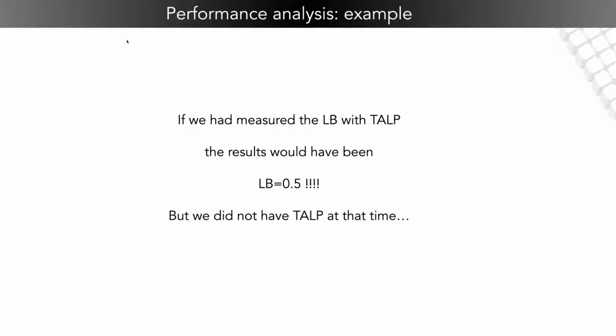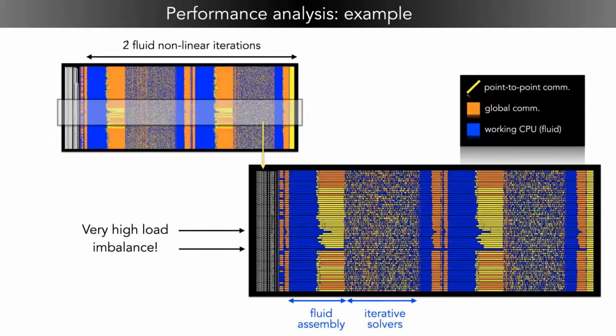So at that time, what we did was a performance analysis. This is a trace on 512 CPUs. Here we have one iteration of the Navier-Stokes equation. We have the assembly on the bottom left, and then the solver, where we have a lot of communication. Communication is shown in orange. What we observe is that we have two subdomains, and one of them is very badly balanced. Actually, this explains the load balance of 0.5, because the maximum is twice the average computing time.